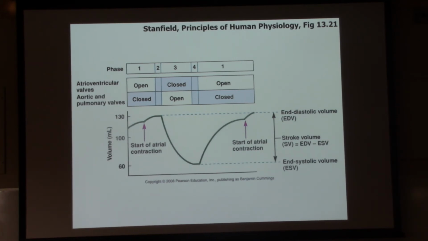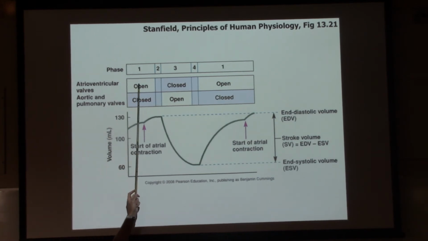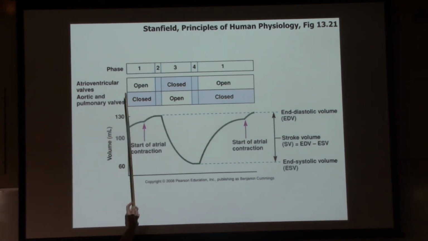If blood is pouring into the ventricles, what must be true about the AV valves? They've got to be open. The only way to get blood into the ventricles is through an open AV valve. And we can see that the AV valves are open during late diastole.